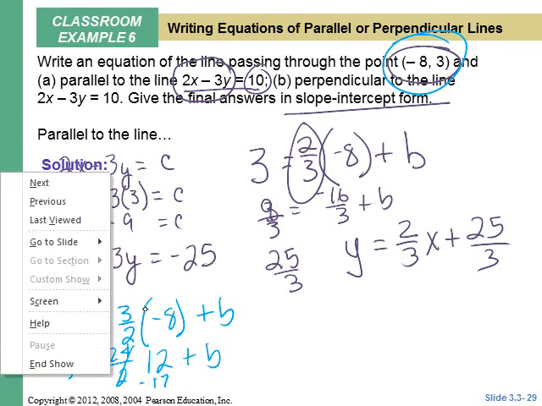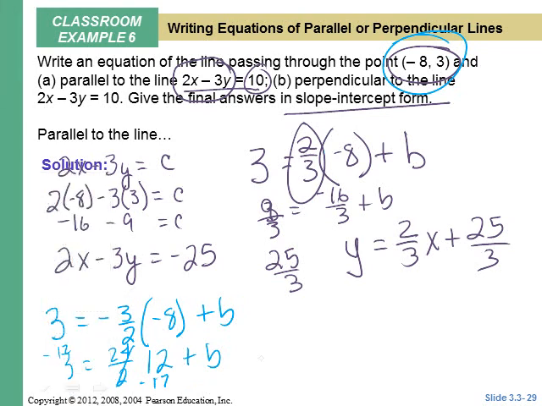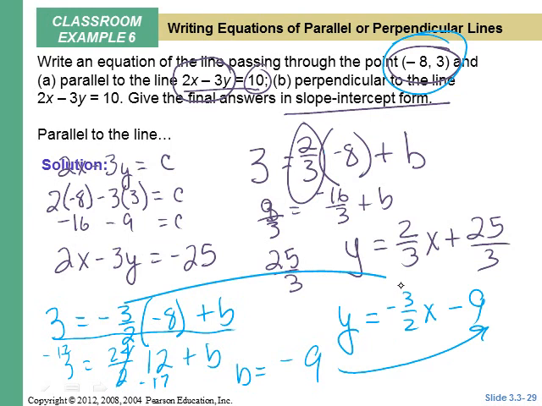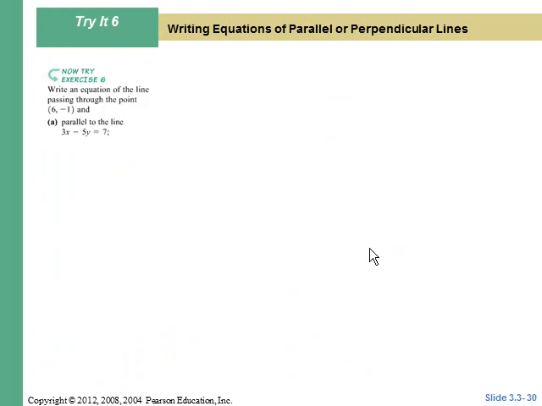Minus 12. You get b is negative 9. So we would go back to this equation right here. y equals negative 3 halves x minus 9. There's where the 9 goes. There's where the 3 halves comes from. Remember, that's the negative reciprocal of the slope. And we know what y and x are. Okay, you do this one.